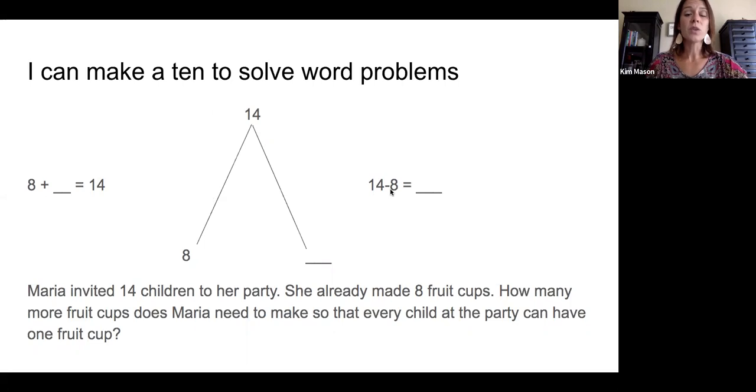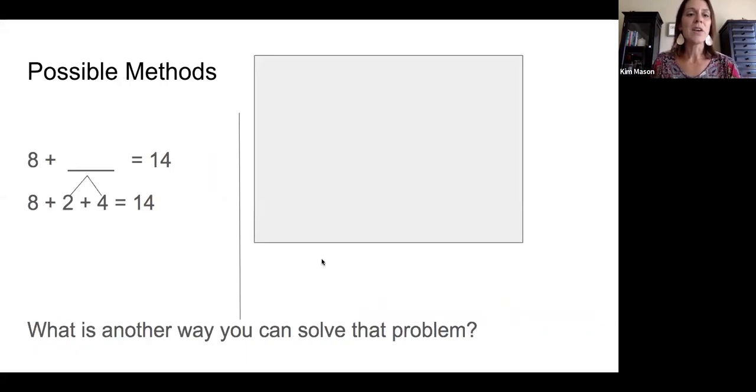So the number that she needs to make is 6. 6 would complete the math mountain. It would also be the missing addend. Here are some ways to solve this. One way is to make a 10.